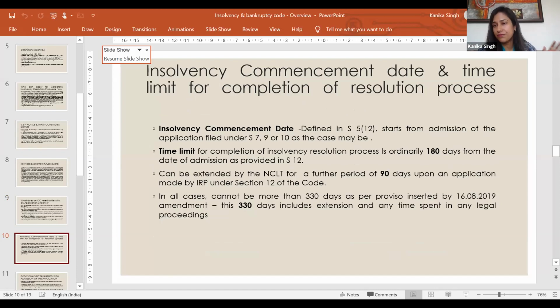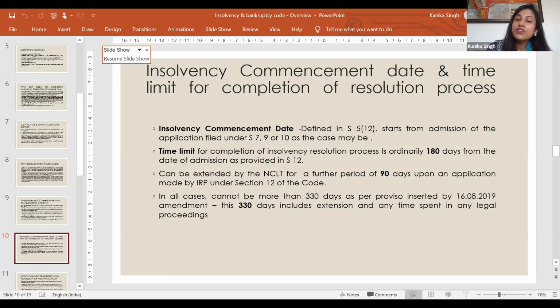In fact, if you see Sections 7, 9, and 10, you will see when the NCLT admits and when it rejects. Basically, it will reject if the requirements that I mentioned earlier are not met. But if the requirements are met, it will admit the application. The day it admits the application is the insolvency commencement date, and from this date the time limit for completion of the resolution process starts.